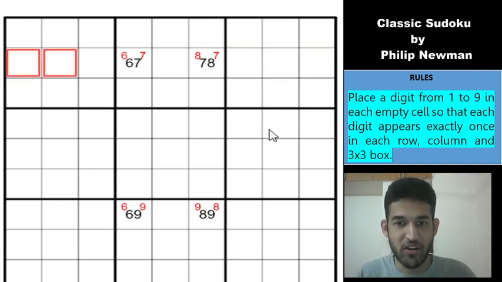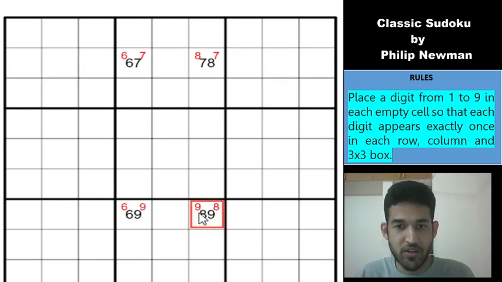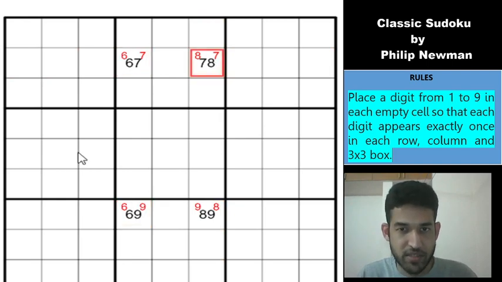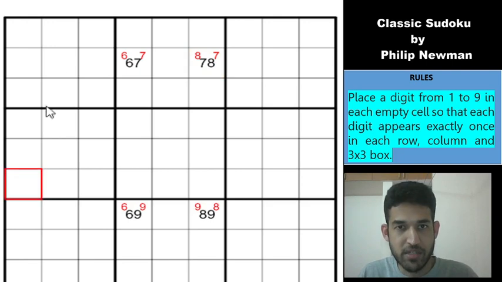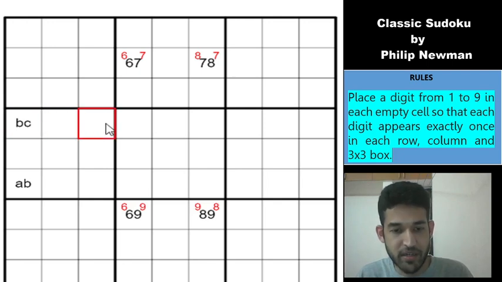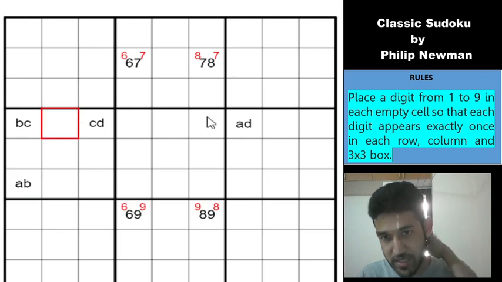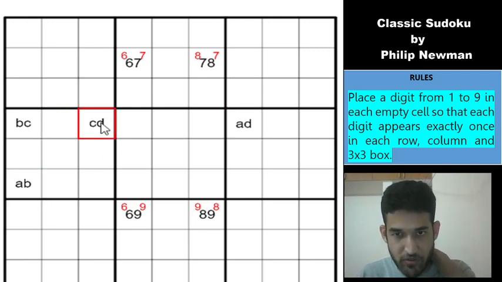Brilliant, right? Brilliant concept. And this is not the only way by which an XY chain happens. It may also be something like this, right? So let me write some more digits. It can also be of this sort. AB, maybe BC here, CD here, and somewhere along this row AD. So this is also an XY chain pattern. You also need to be on the lookout for this.